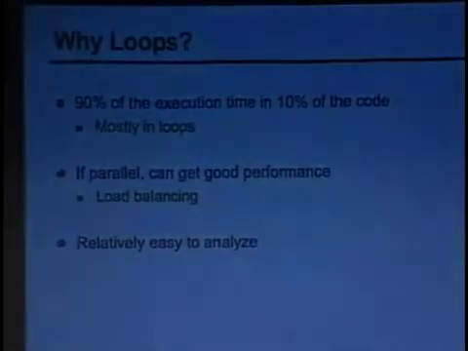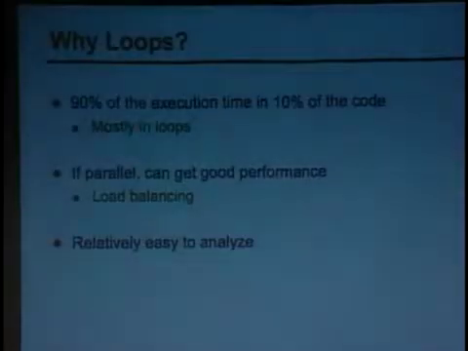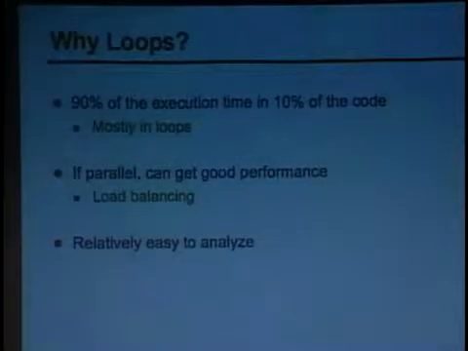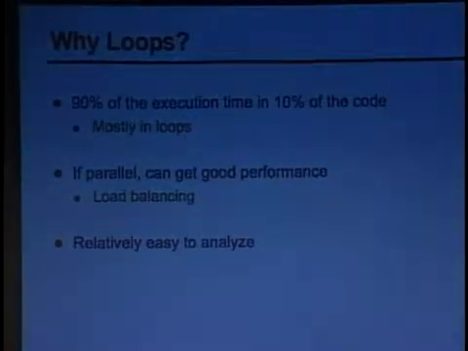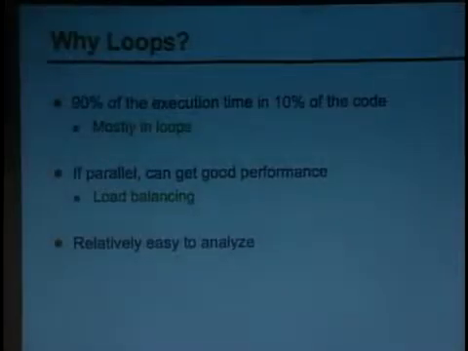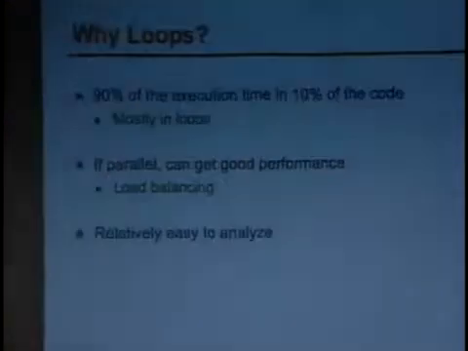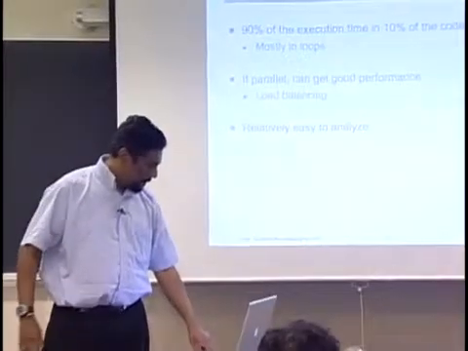And loops, if we can parallelize them, can give really good performance, because most of the time each loop iteration has the same amount of work, and you get nice load balance. It's somewhat easy to analyze, and that's why compilers start there. Whereas if you try to get task level parallelism, things have a lot more complexity that an automatic compiler cannot handle.